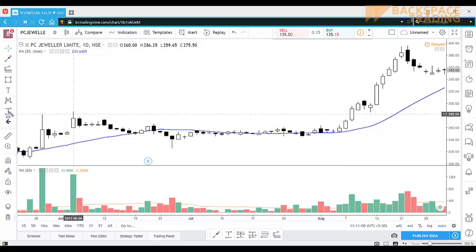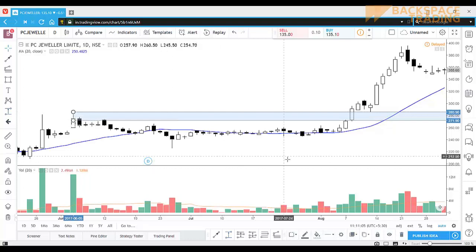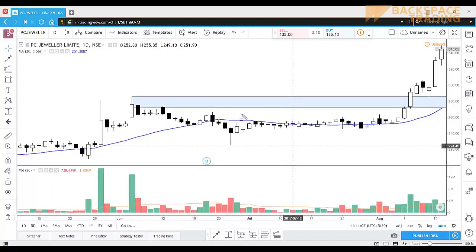It broke this resistance. What do you think you should do? This much is the consolidation. If this much is a big consolidation, how far can the price move up?